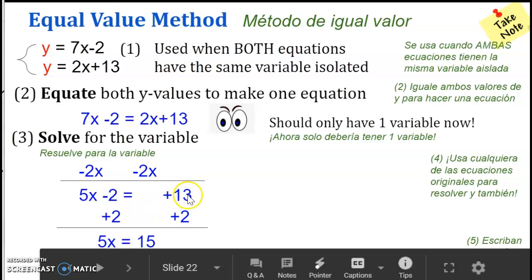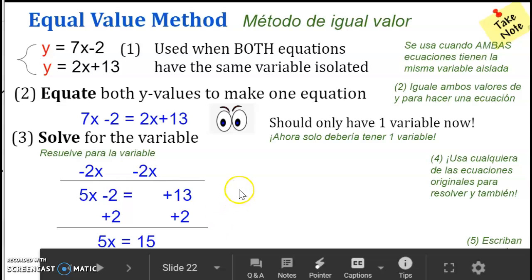I'm just writing 13 from the number that hasn't been touched. Now I see numbers on both sides. Again, remember, we want variables on one side and numbers on the other side. I don't want numbers on both sides. I do want a number on that side because I have the variable on the left hand side. So I get rid of this -2 by adding 2 to both sides.